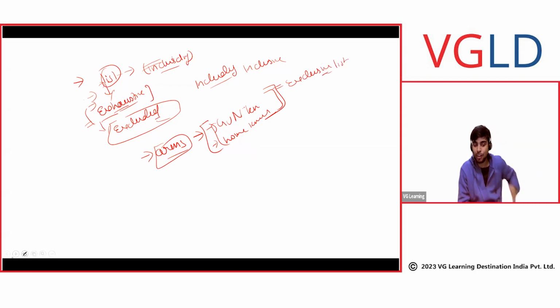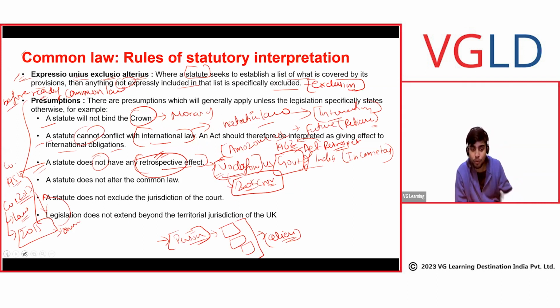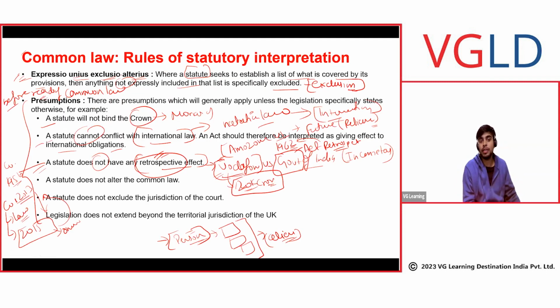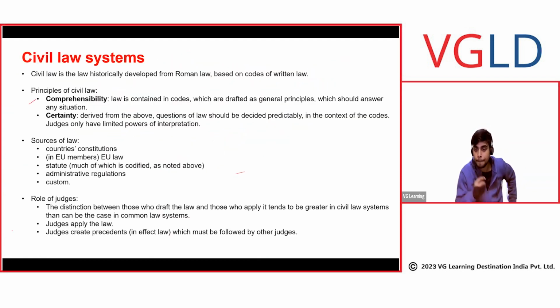Okay, is this clear? Though the example is weird, I hope you get my point. Clear, everyone? Expressio unius exclusio alterius means that anything other than what is given in a list should be excluded. Clear, everyone? All clear? Any doubt?